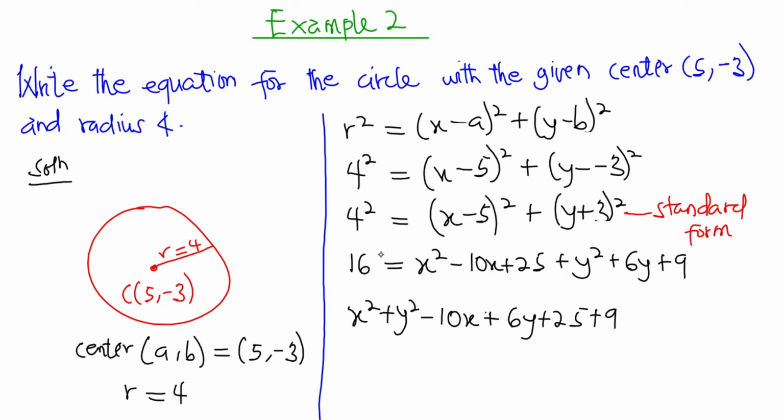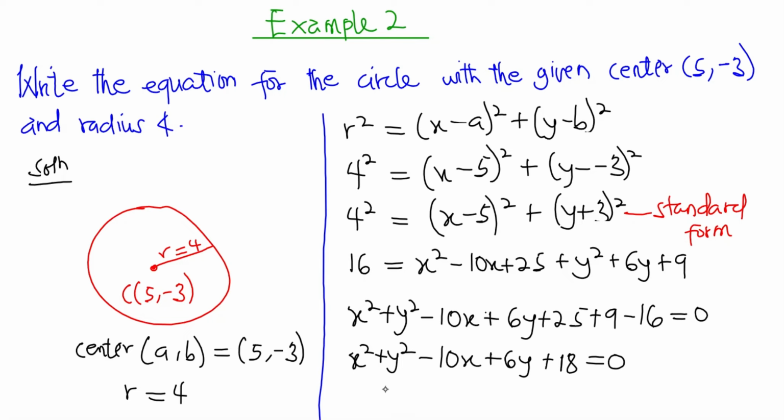Now you're going to transpose 16 from the left hand side to the right hand side, that becomes minus 16. Here we equate everything to 0. That is, maintaining X squared plus Y squared minus 10X, here we have plus 6Y. Now 25 plus 9 minus 16 gives us an answer of positive 18, which is equal to 0. So this becomes the solution to this question.